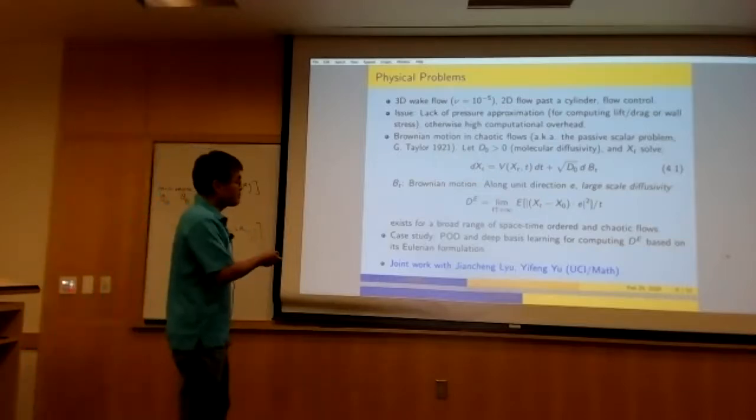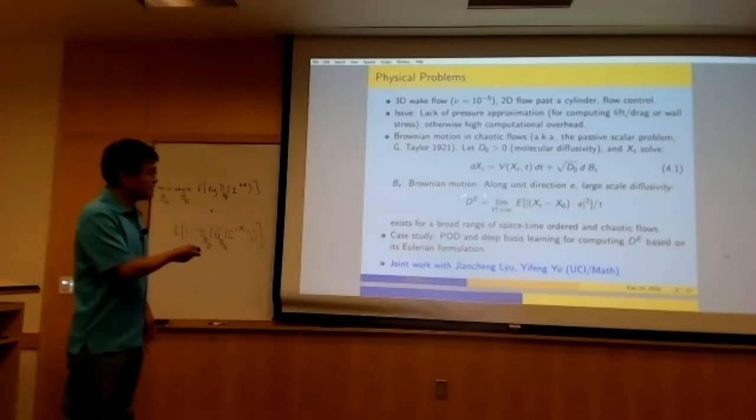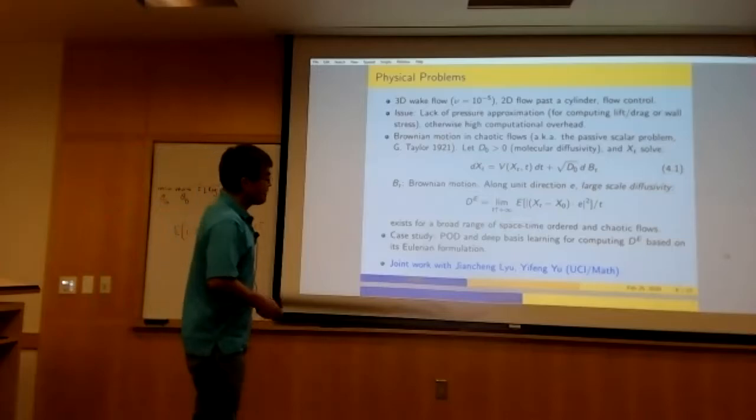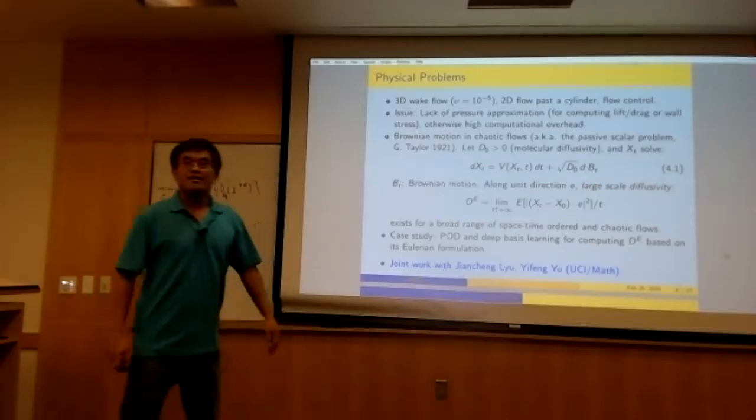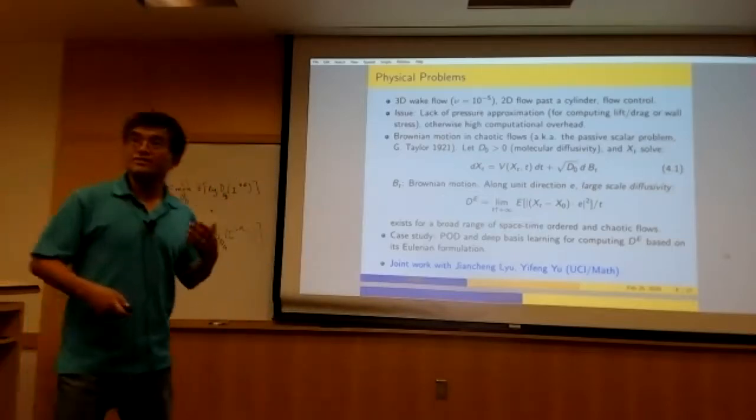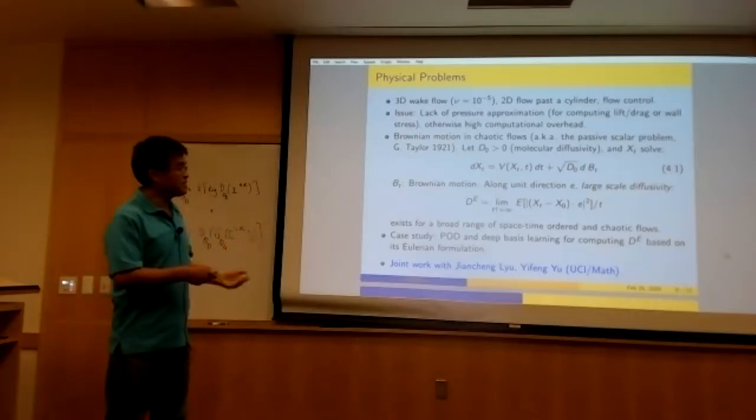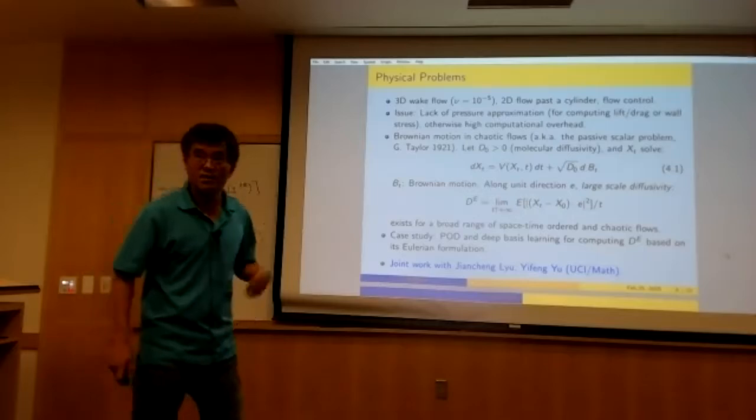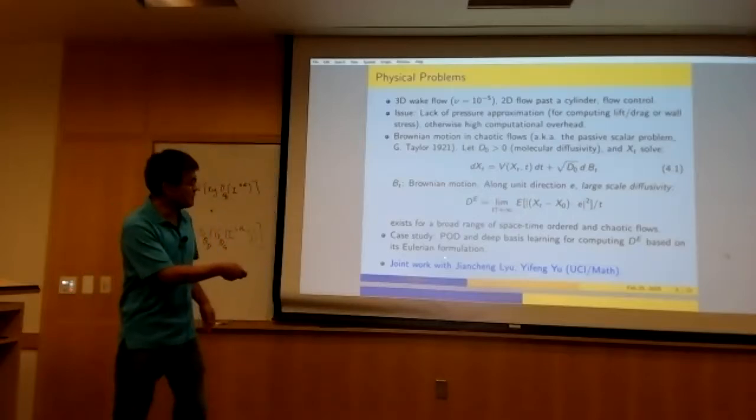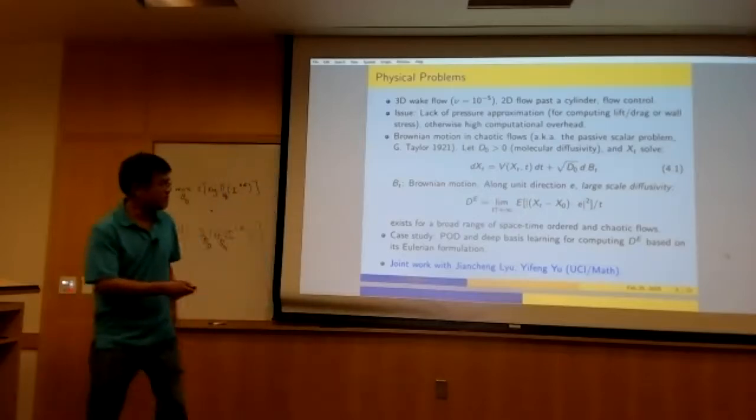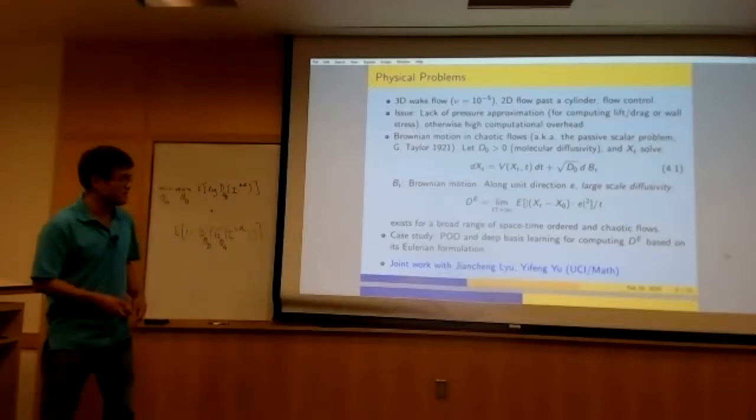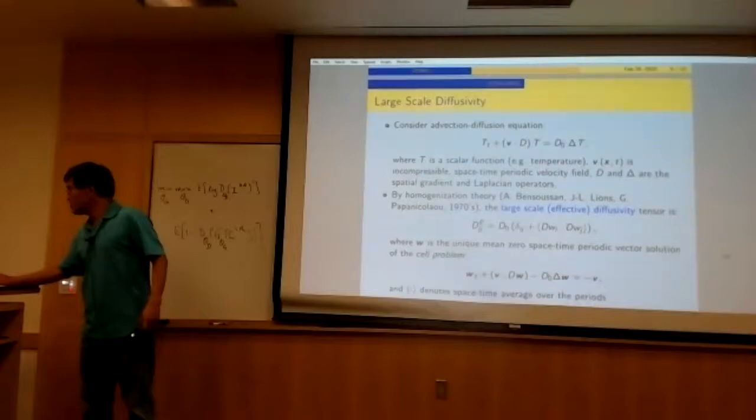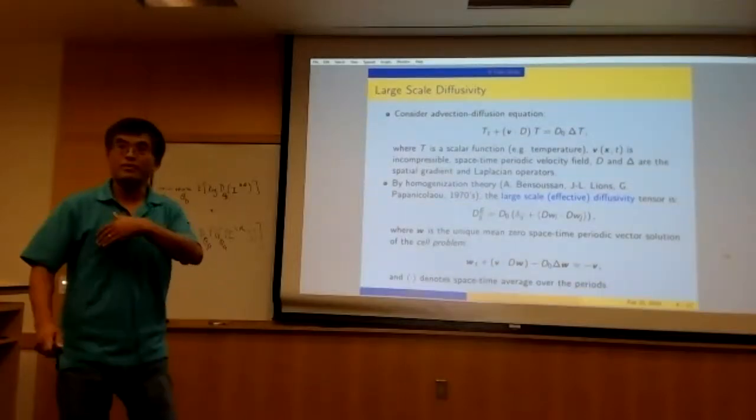So my goal today is to find a way to calculate the DE, the large-scale diffusivity, through deep learning and through POD, and then make a comparison. Of course you can do it directly, but in order to use a partial differential equation, I'm going to use the so-called Eulerian approach. If you follow the trajectory, that's called the Lagrangian approach. So I'm going to follow the Eulerian approach. This is joint work with my colleague Yifeng Yu in math and our student Jianfeng Liu. So how do you do it through a partial differential equation without doing Monte Carlo?